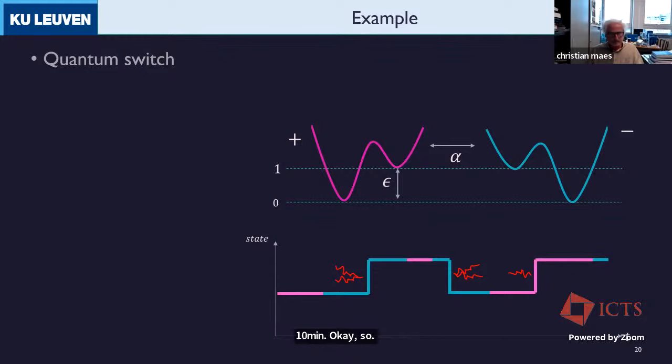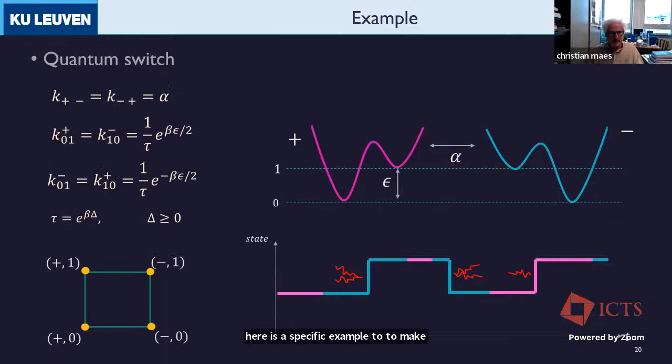So here is a specific example to make it more concrete, and it's on the graph, it's just 4 states. So that's the simplest one you can imagine. And you can imagine it in the following sense. So it's a 2-level system. You see here the 2 levels. This one you can call 0 level or the 0 state, and this is the 1 state here.